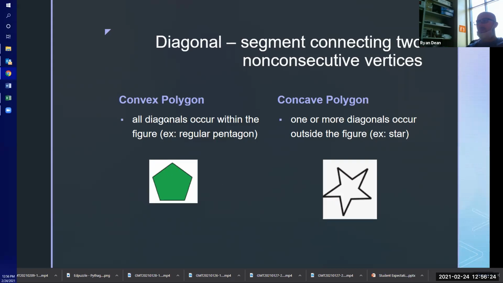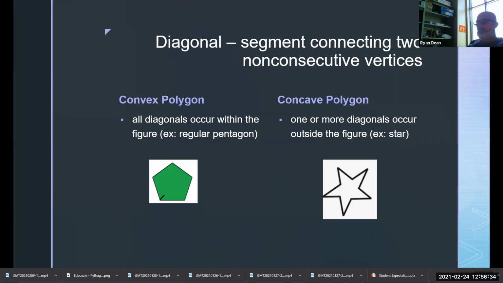We have convex polygon, where all the diagonals are occurring inside the figure. So we could draw, in this case, from here to this one and this one because they're non-consecutive. And I would just do that for each one of the vertices. And on the inside, it creates this star.